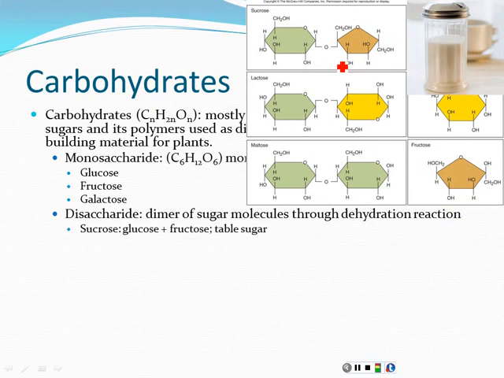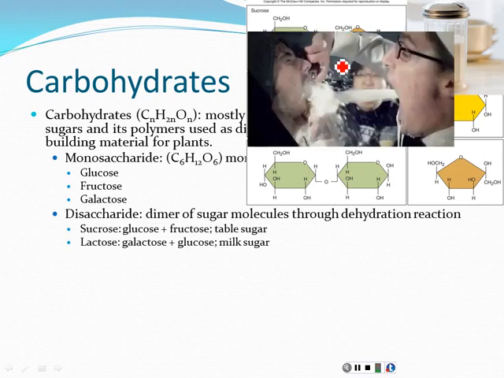And this is our common table salt that we use on... Yeah, table sugar. Yeah, not table salt, table sugar. Lactose, on the other hand, is galactose with glucose together to make milk. Okay, so that's the milk sugar that we're talking about. Sorry, table sugar, not table salt. Yeah, I got that confused. Yeah, it does have fructose in it. It's a glucose and fructose together, forming sucrose.